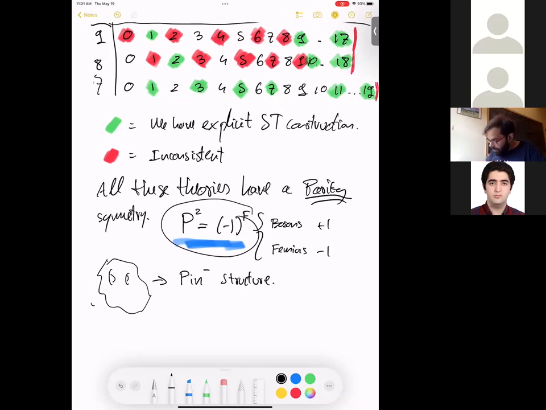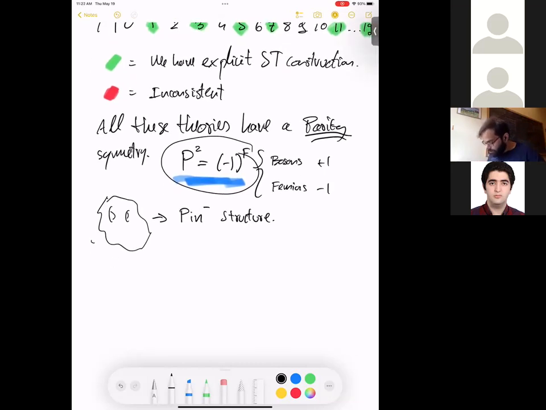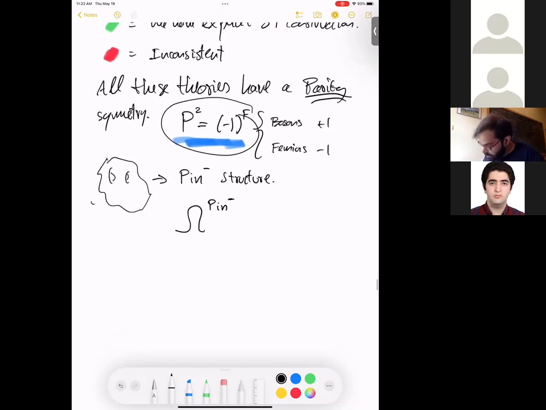Okay, so we have these guys, and we need to have this pin minus structure. And I told you yesterday that the cobordism groups of a theory depend on their structure. So in this case, we need something called the pin minus cobordism groups, which have been computed by, is there a question? By Reza, please.